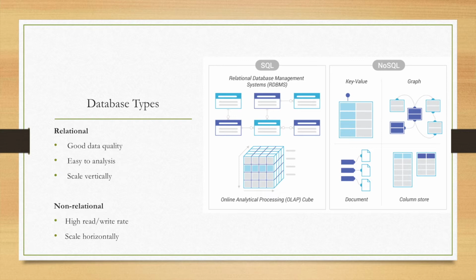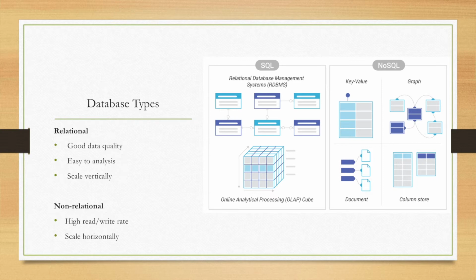For the database, there are mainly two types. One is SQL, the relational database management system. The other is NoSQL. The relational database usually has good data quality. It's easy to analyze. You can link those tables together to do the analysis. And if we want to scale it, we scale it vertically. It means you need to buy more powerful hardware.